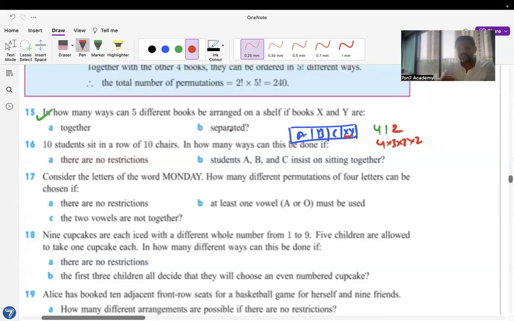Now, how many ways are they separated? Find out all possible ways, then subtract when they're together. What are all the possible ways? 5 factorial, because 5 books were there, minus whatever answer you got in it. 48 minus 1.